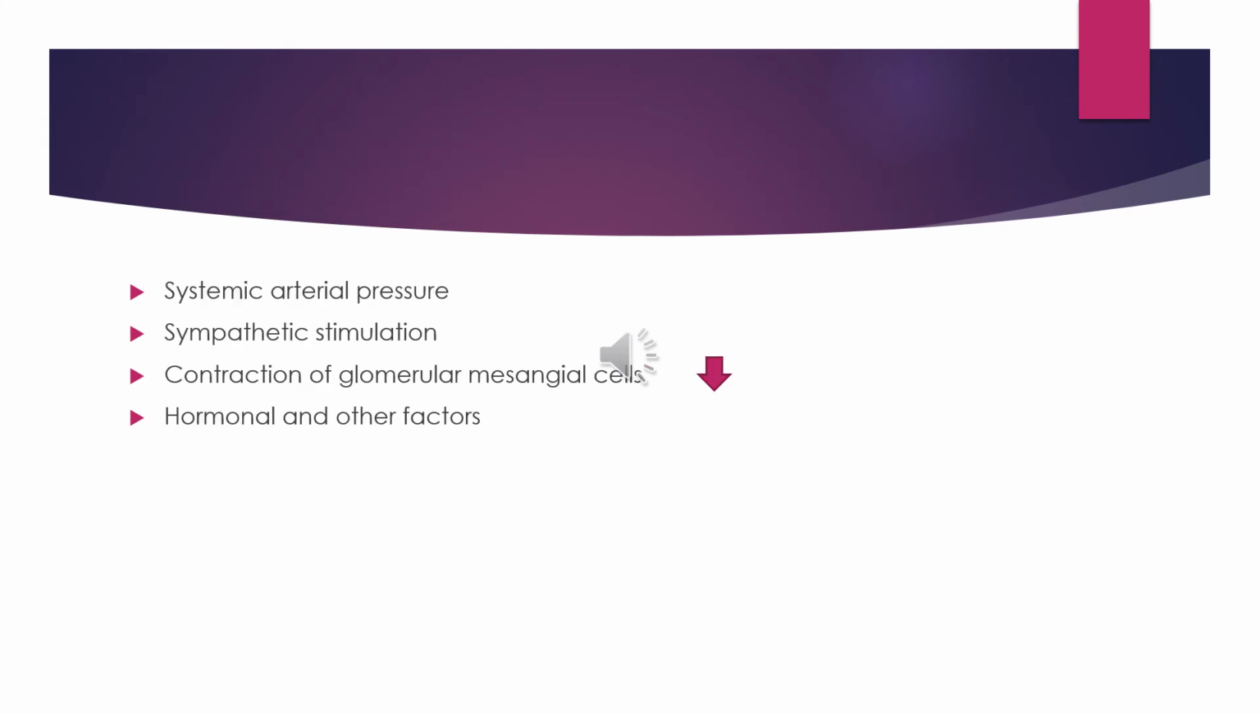The next factor which affects the glomerular filtration rate is the systemic arterial pressure. As long as the mean BP lies in the range of 60 to 180 millimeters of mercury, it won't affect the renal blood flow or glomerular filtration rate because of its virtue of autoregulatory mechanism. But once it goes beyond 180 millimeters of mercury or below 60 millimeters of mercury, the renal blood flow will be affected and thereby GFR too.